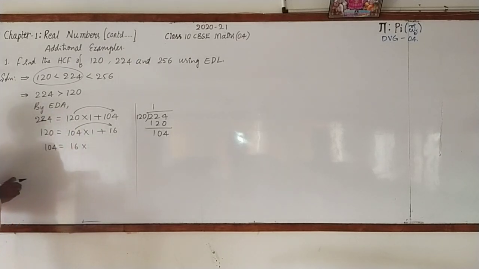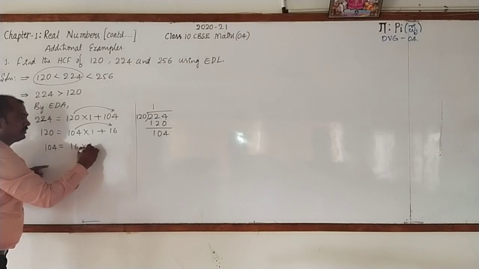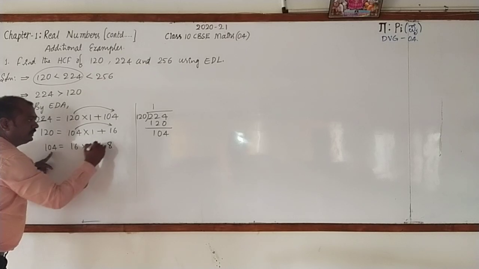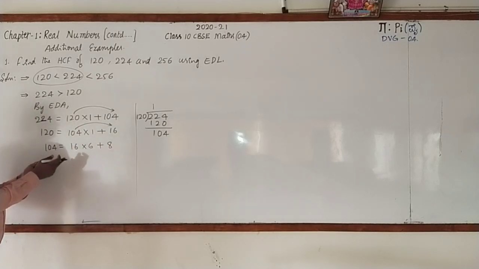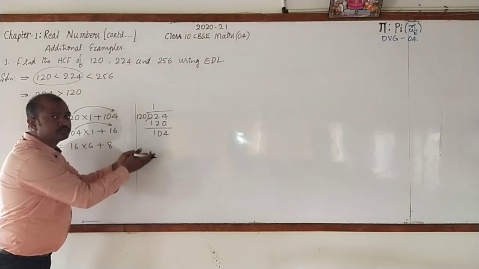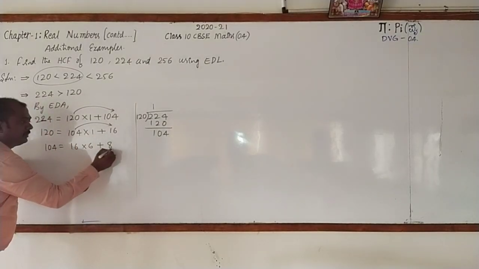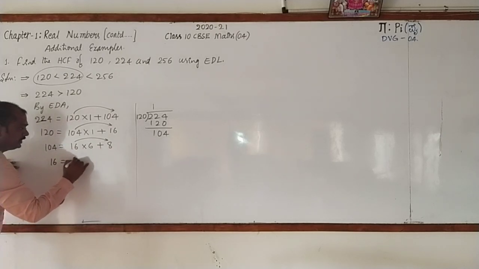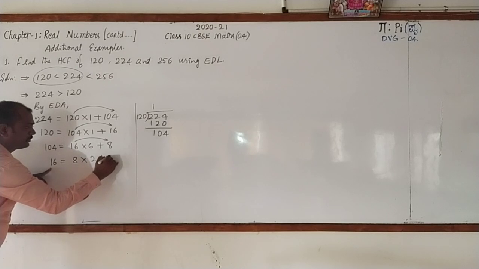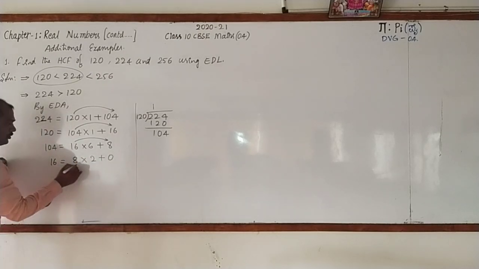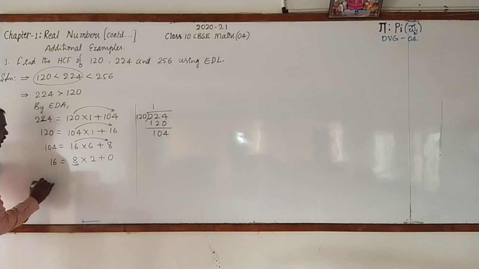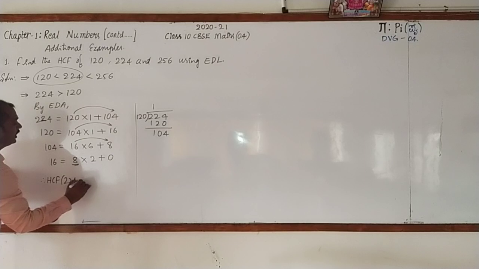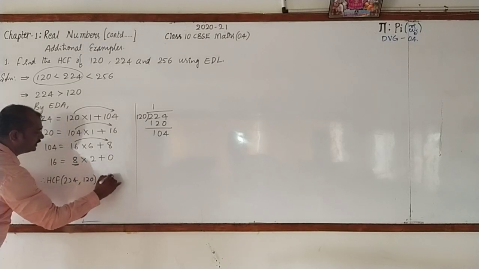16 fives are 80. 16 sixes are 96. How much will remain? Yes, you are right, 8 will remain. If you know, you can write it directly; if not, please use the working column. Again the remainder is not equal to 0, so continue. 16 is equal to 8 twos plus 0. The remainder is 0. What is the divisor? 8. Therefore, the HCF of 224 and 120 is 8.